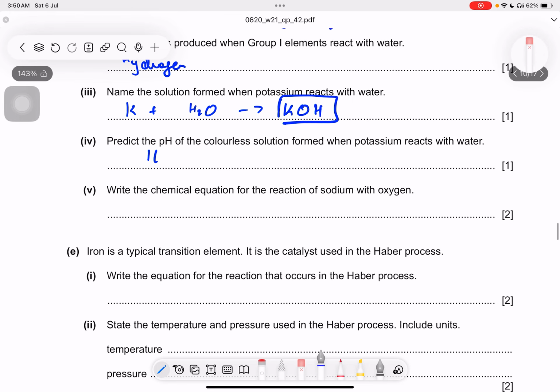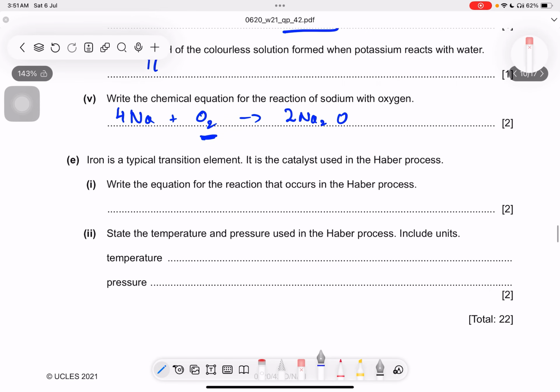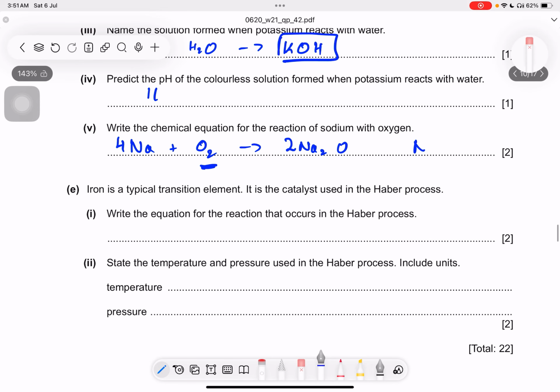Write the chemical equation for the reaction of sodium with oxygen. So sodium reacts with oxygen to form Na2O. We have two oxygens on the left side, so two oxygens on the right side. How did I get this formula? Na has a plus 1 charge, oxygen has a 2 minus charge, cross multiply, Na2O. Why does it have 2 minus? Because it is in group 6 and Na is in group 1.